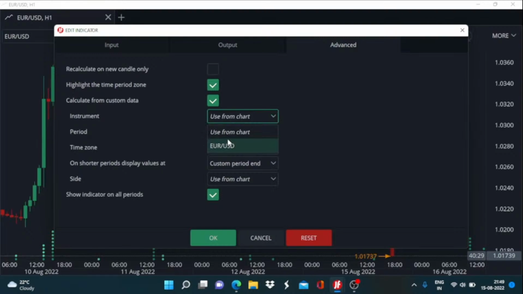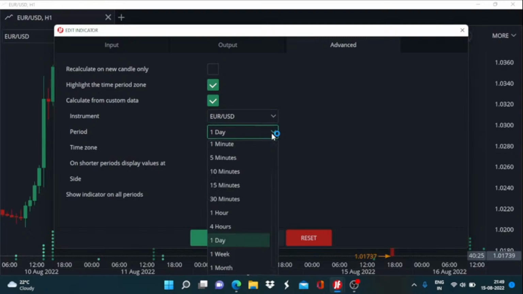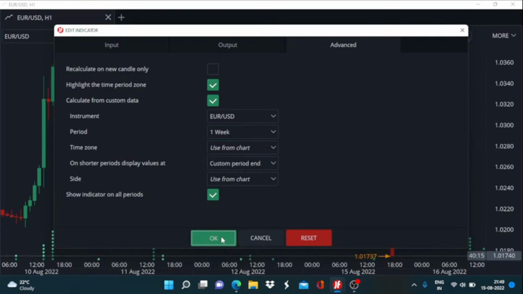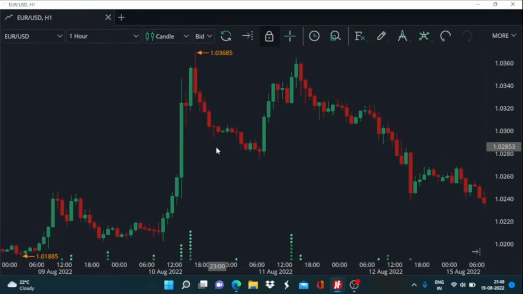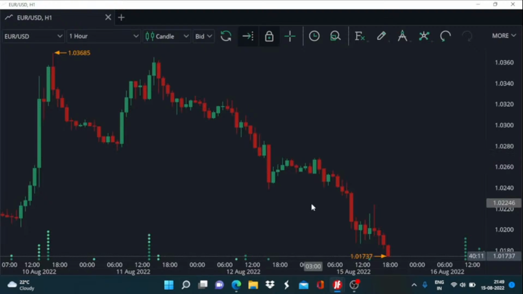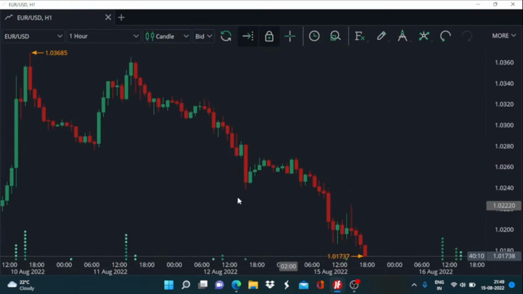Instrument, it can be used from the chart or you can specify it on your own. The time frame for the calculation has to be specified and for that time frame the calculation with those levels will be visible on the chart. If I make it weekly, then those values will remain constant for the whole of the week and the prior week's data will be considered while making the calculation for this week. That's how this indicator works.